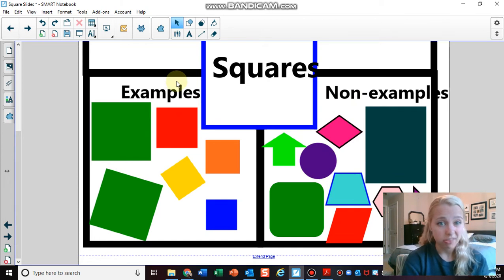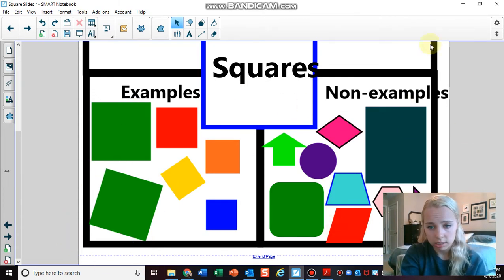Diamond is actually not the name of a shape, which is interesting for you guys to know because we all think a diamond is something that looks like this. But a diamond actually doesn't exist. A diamond is just a square that's turned on its side. So these two are still squares because they have 4 equal sides and 4 right angles.